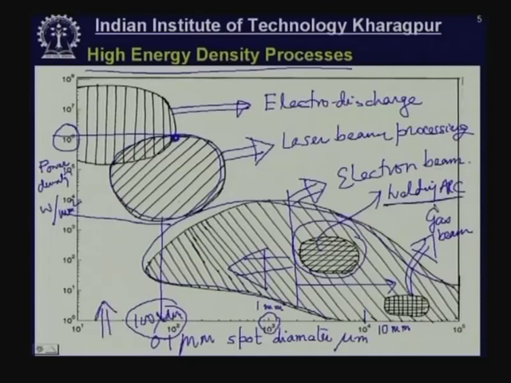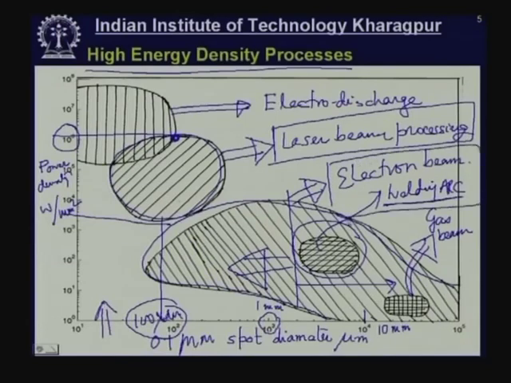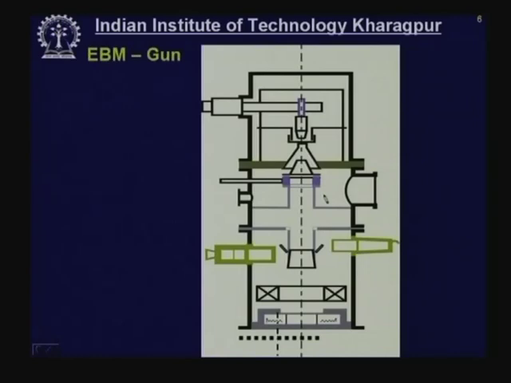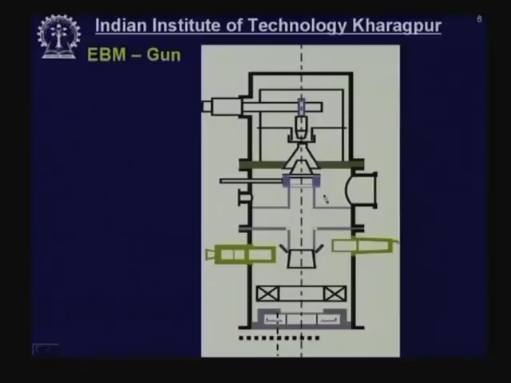So, this is the basic classification or characteristics of high energy density processes, and out of those, two of them we are going to study today. One is laser beam machining, another one is electron beam machining. Now, as I said earlier, both laser beam machining and electron beam machining are equipment intensive processes. The equipment is the heart of the process, and we need to study those equipments. In electron beam machining, the electron beam gun, which generates the beam of electrons, is the heart of the equipment. Let us see how it is fabricated.